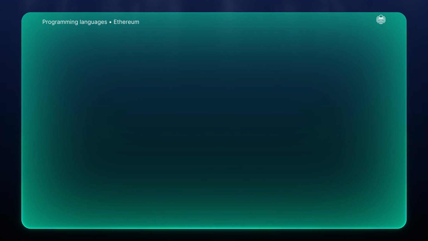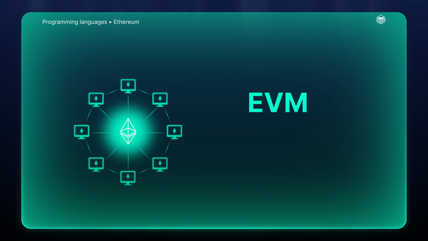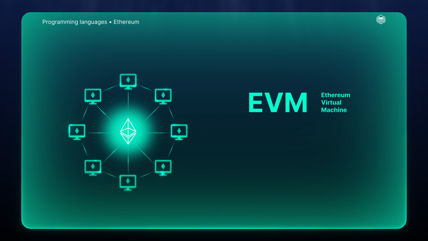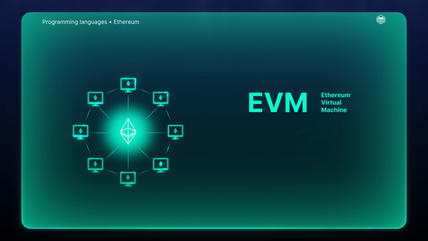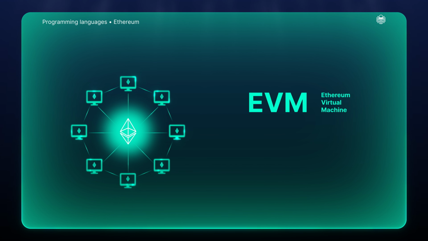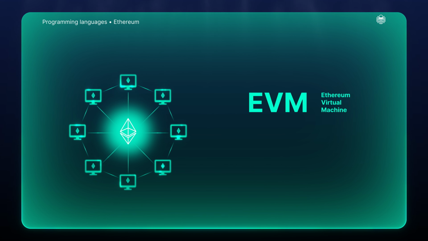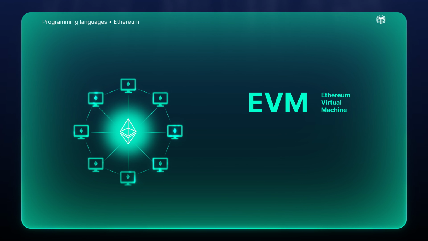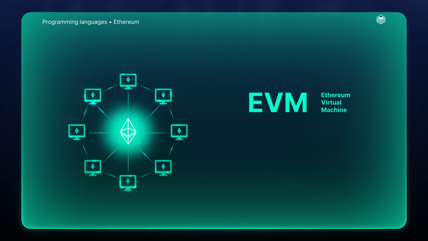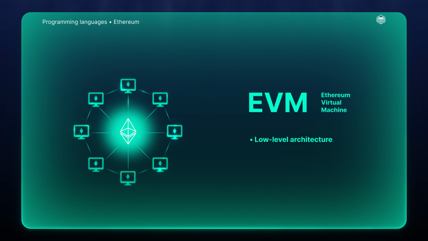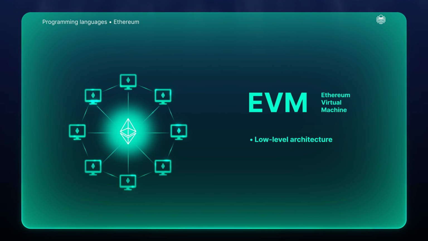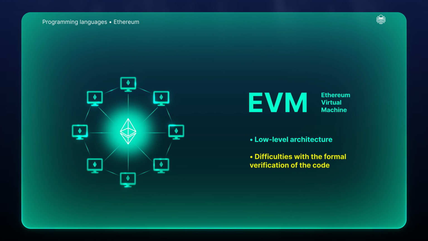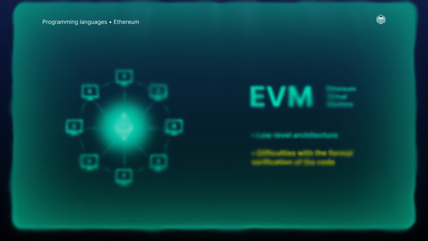Now, let's look at programming languages. Ethereum works like a virtual machine. The EVM, or Ethereum Virtual Machine, refers to the aggregate power of each of the nodes. The EVM stores and compiles the smart contract codes that users call when interacting with the blockchain via transactions. It has a low-level architecture similar to that of machine code or assembler. This results in some difficulties with the formal verification of the code.